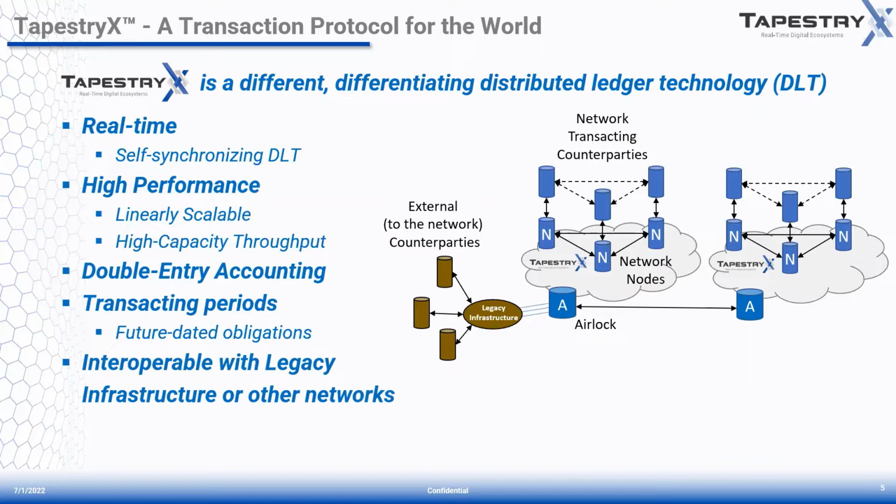TapestryX is interoperable with legacy infrastructure or other networks. The airlock can act as a means for the participants to bring value in and out of the network or settle transactions with parties that are outside the network. And it can also be used to settle transactions between networks. This also allows you to implement at large or small scale and then grow from there.